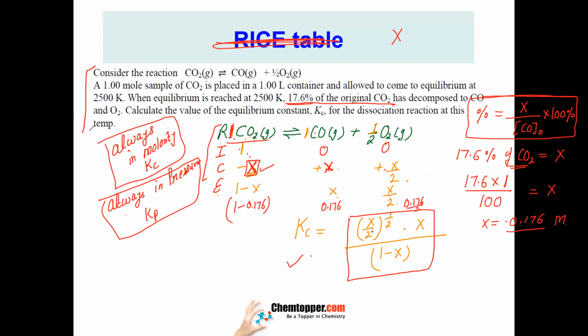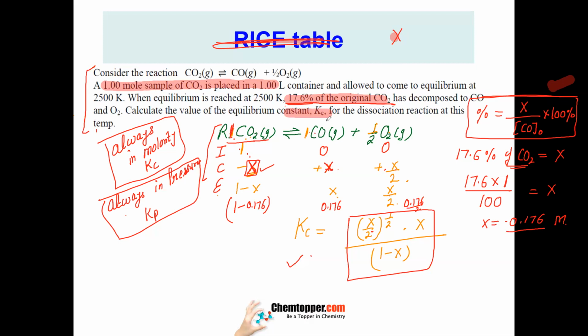Again, a very unique and different type of question on the rice tables. Here, they are asking to calculate K. They have given you the initial. See what all is given. This is initial. What else is given? This X is given. You have to calculate by using this equation. What are they asking? Kc.